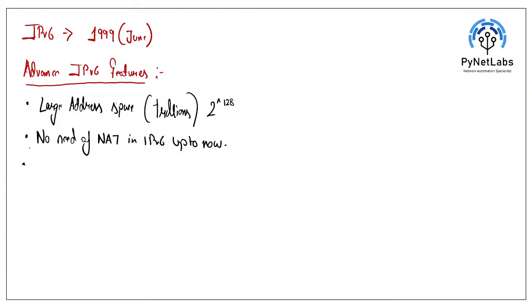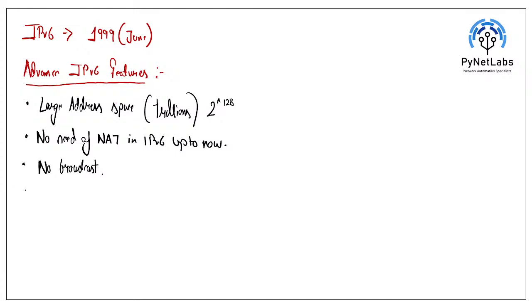Then the third point is that there is no broadcast here. In IPv4, we have broadcast techniques and we have multicasting. Multicasting is there in IPv6 as well, but IPv6 is not going to have any kind of broadcasting.